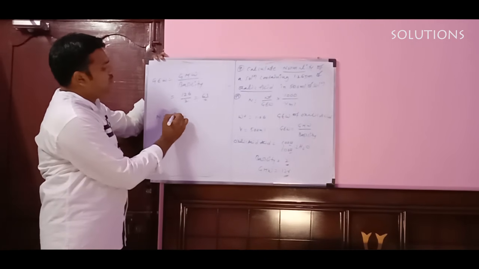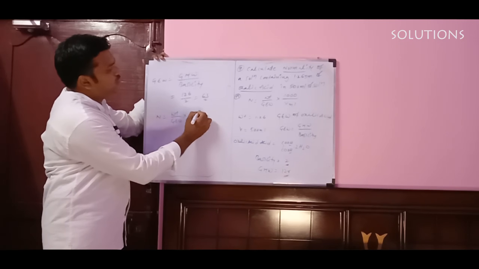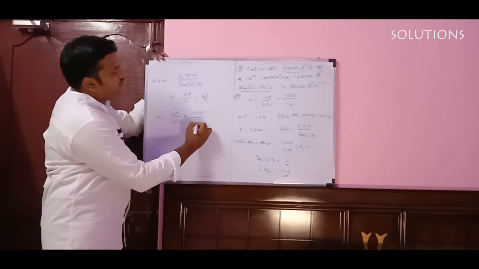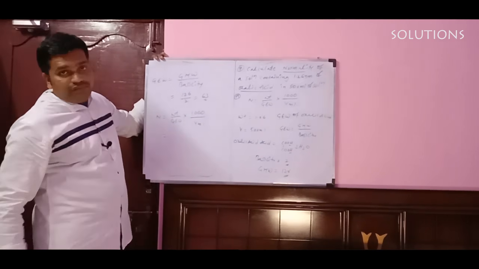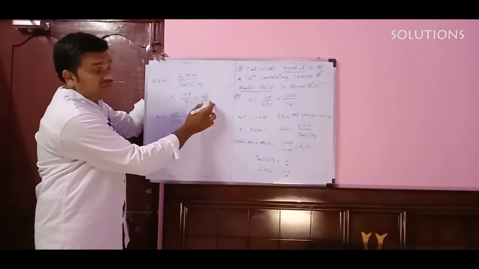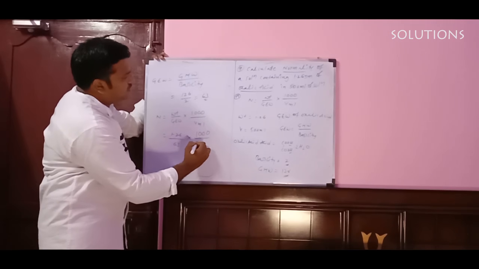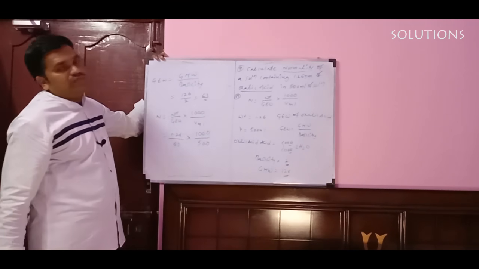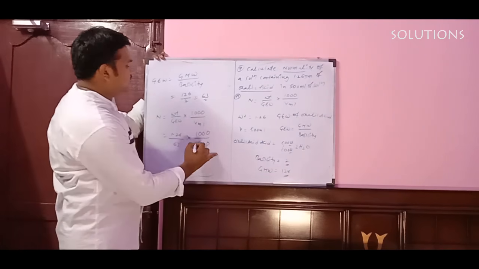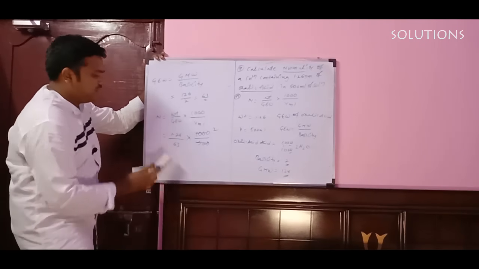Again I am repeating the formula. Normality is equal to weight by gram equivalent weight into 1000 by V in ml. What is the weight? Weight is 1.26. What is the gram equivalent weight? 63. And what is the volume we have? The volume we have is 500 ml. So cancel it here. 500 means here 2 times.